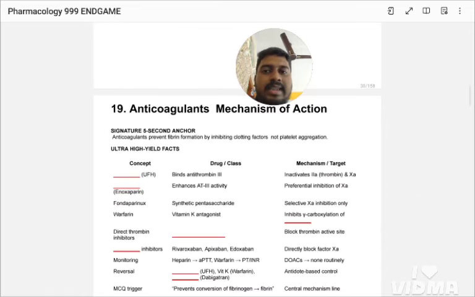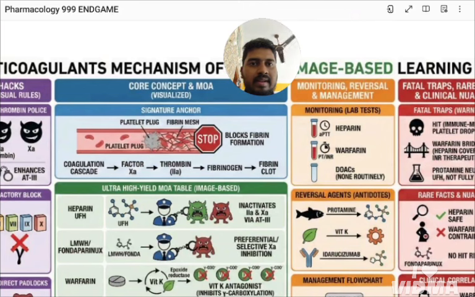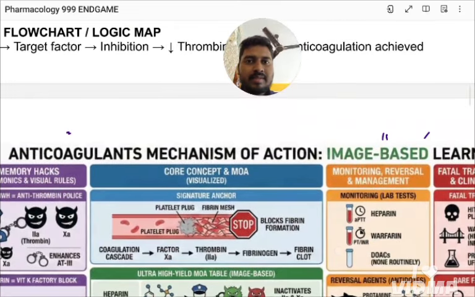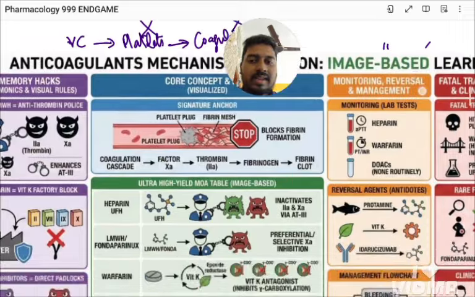Next, we'll be seeing the anticoagulant mechanisms of action. Once we have gone through antiplatelets, our next target is anticoagulants. What are the three steps of hemostasis? Hemostasis, not homeostasis. Hemostasis means blood clotting. First is vasoconstriction. Second is platelets, whatever they do. And third is the coagulation cascade. So this is the step. First we saw antiplatelet drugs. Now we'll be seeing the anticoagulants.